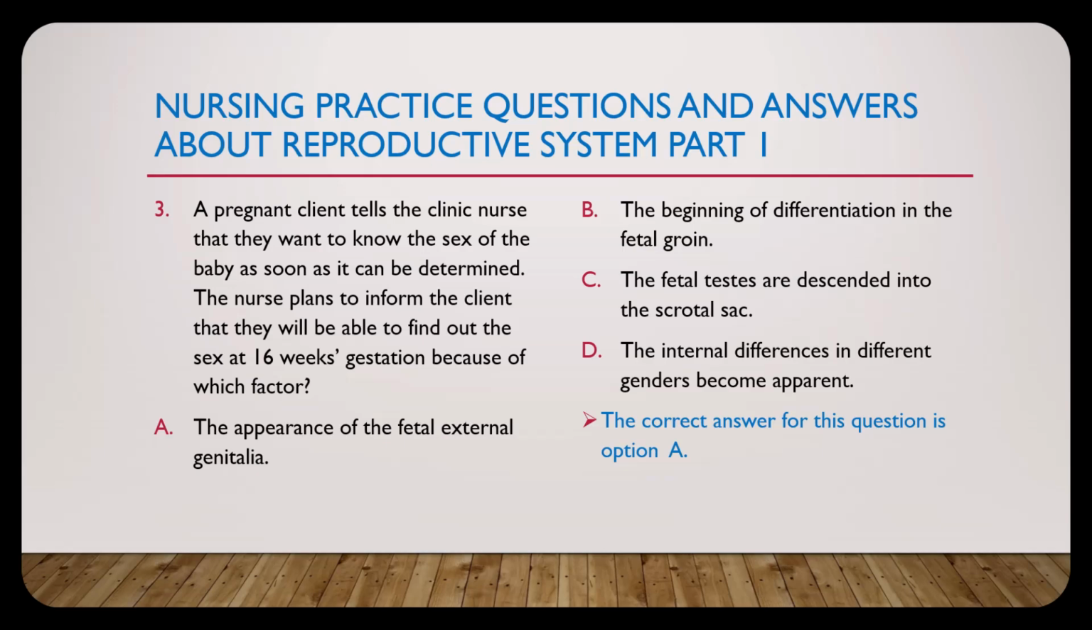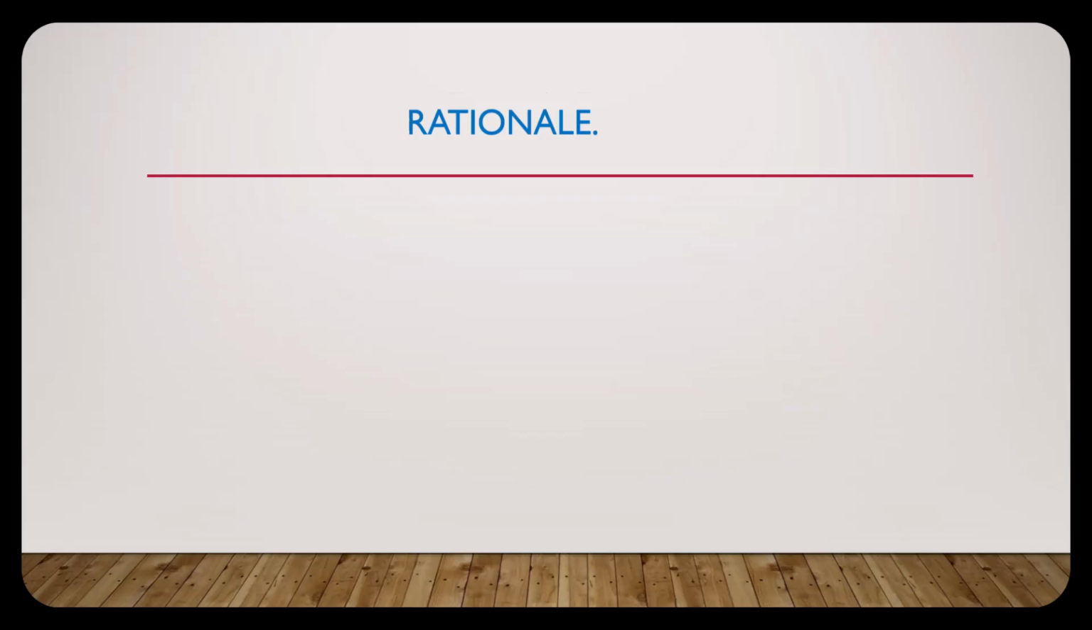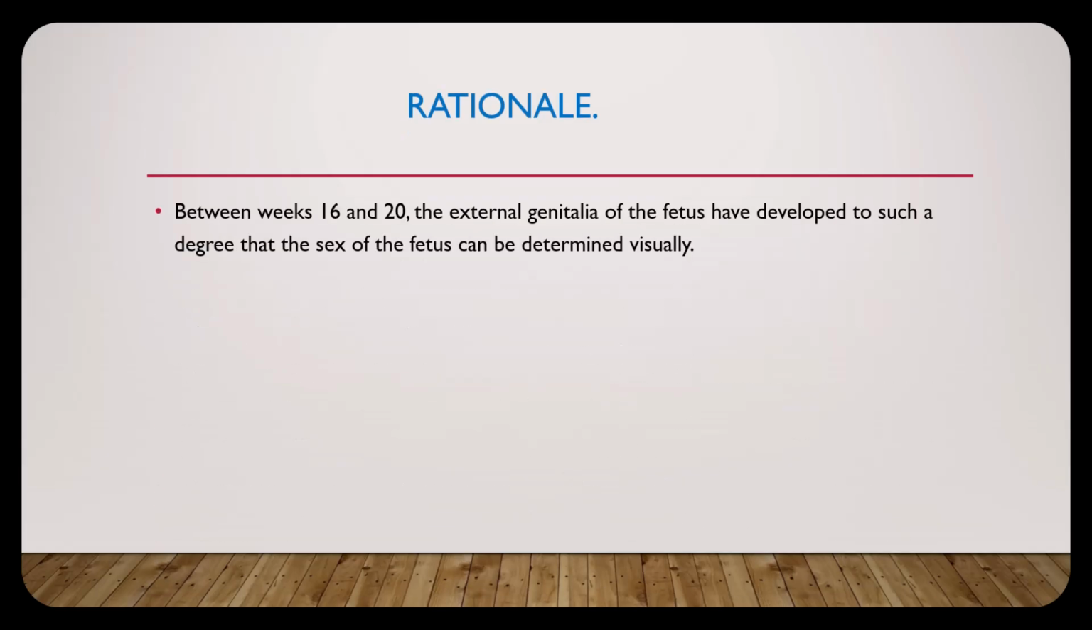Now let's move to the rationale. Between weeks 16 and 20, the external genitalia of the fetus have developed to such a degree that the sex of the fetus can be determined visually.